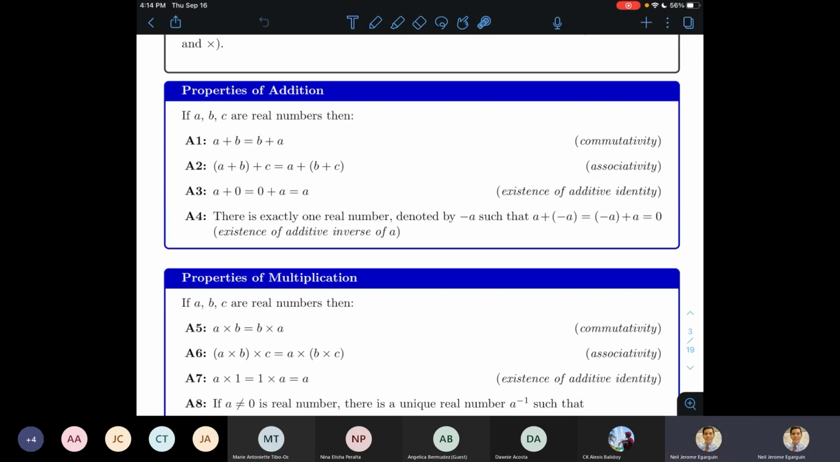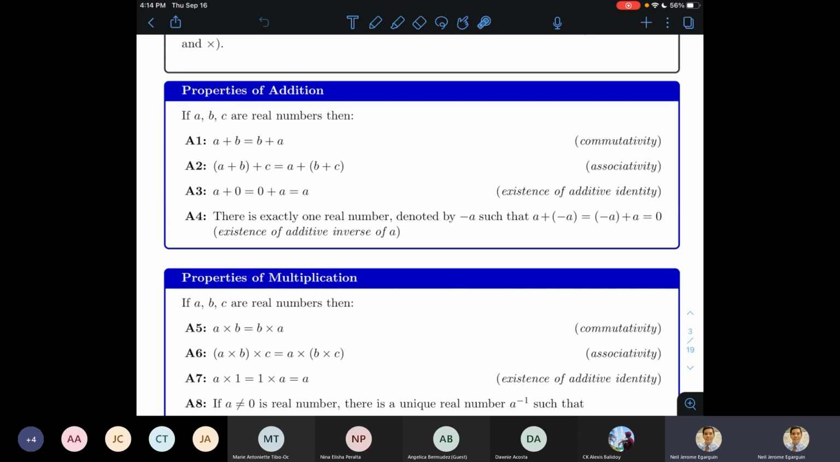Associativity is the grouping property. So it doesn't matter if we add A plus B first and then add C to it. We'll get the same result if we add B plus C first and add the result to A. Okay, so associativity. Simula ngayon, pwede nyo nang gamitin yung associativity kasi na-assume ko na siya as an axiom. All right? And then axiom 3 is the existence of additive identity.